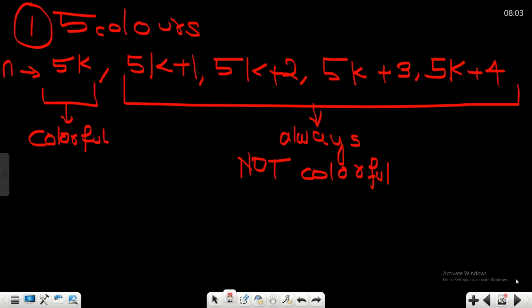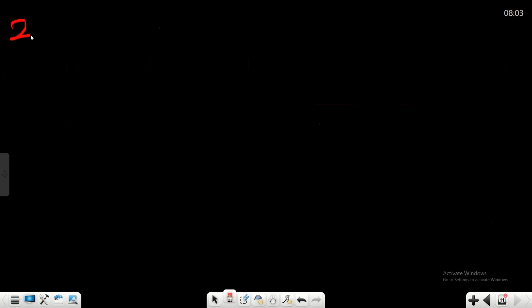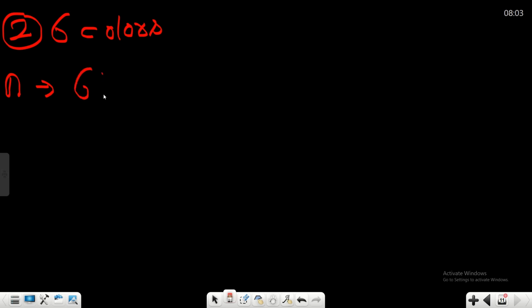Now if I use 6 colors, and if I represent n in the form of 6k, or 6k plus 1, or 6k plus 2, up to 6k plus 4 and so on. Okay, let me write it directly.